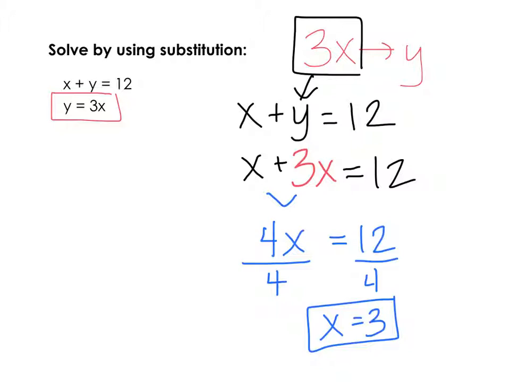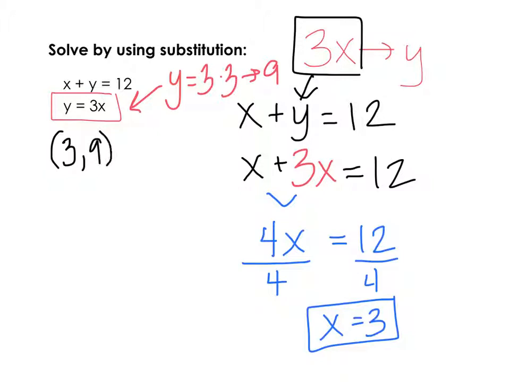Now remember, from graphing, we learned that our solution is an ordered pair. So it's not enough to just have the x. Now that I know x is 3, I can easily figure out what y is. So looking back at this original equation, y was equal to 3 times x. So y is equal to 3 times 3, which means y is 9. So as of right now, I have an ordered pair solution of 3, 9.